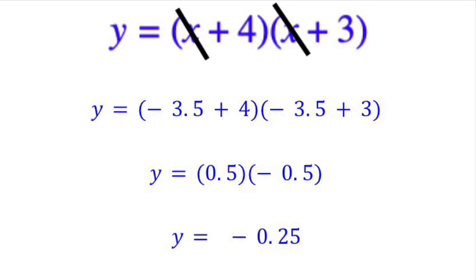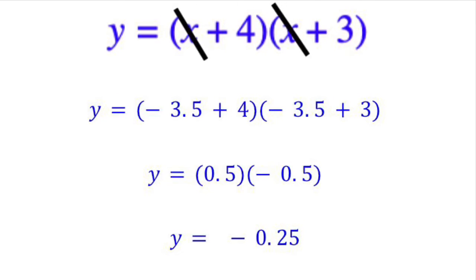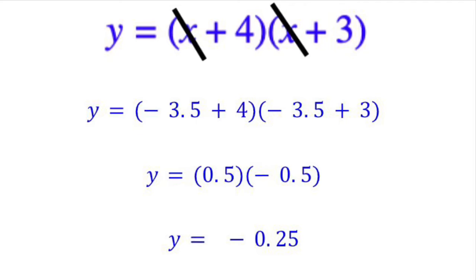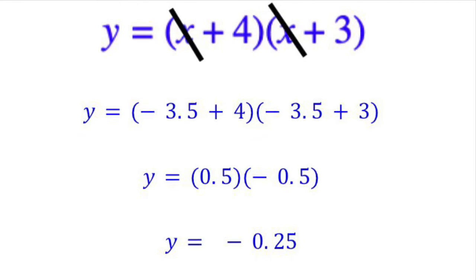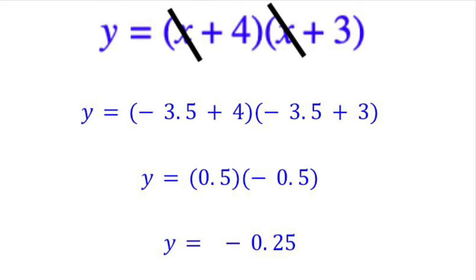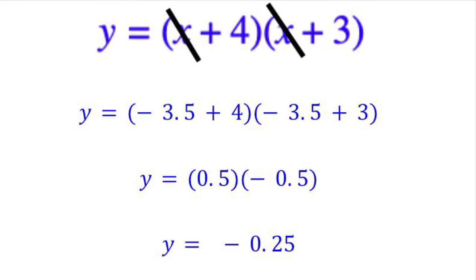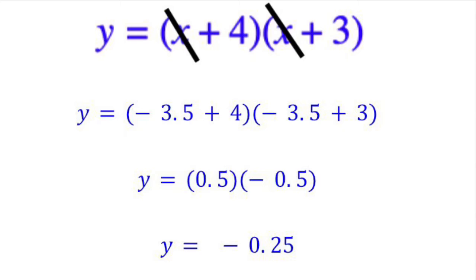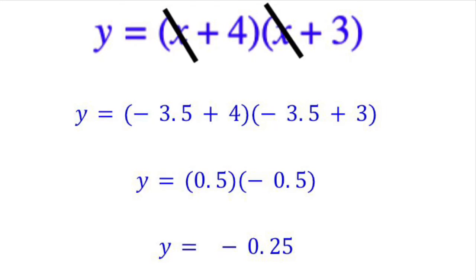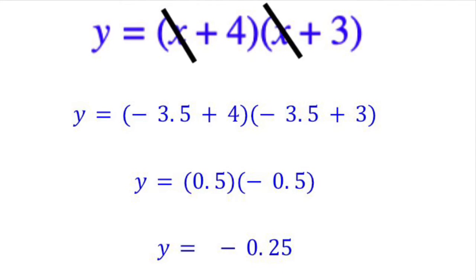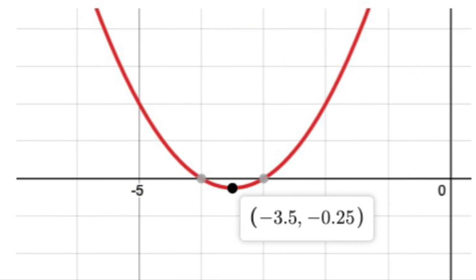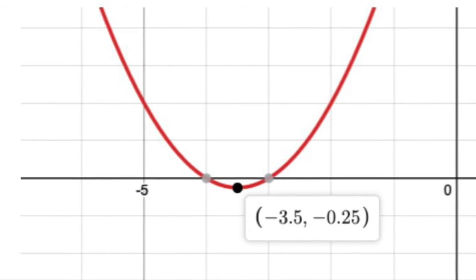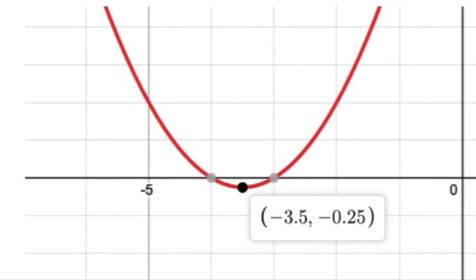So here's the equation in factored form. And I know that the x for the vertex is minus 3.5. So I need to cross off the x, and instead of putting x, put minus 3.5 in. And when I do that, I get minus 3.5 plus 4 is going to be 0.5. Minus 3.5 plus 3 is going to be minus 0.5. They're squished together, so I need to multiply. So that means I get minus 0.25. And when I look at the graph, that's exactly what I see for the vertex.